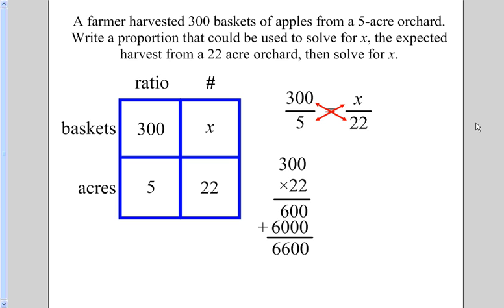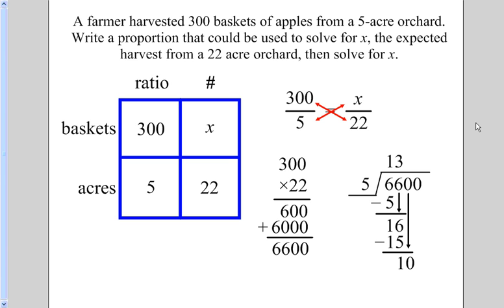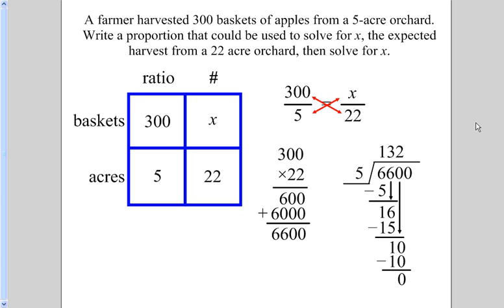Now we want to divide that by 5. So 6,600 divided by 5. 5 goes into 6 one time. 1 times 5 is 5, with 1 left. And we can bring down a 6. 5 goes into 16 3 times. 3 times 5 is 15, with 1 left over, we can bring down a 0. And 5 goes into 10 twice. 2 times 5 is 10, with 0 left over. And 5 goes into 0 zero times. And so that's our answer.